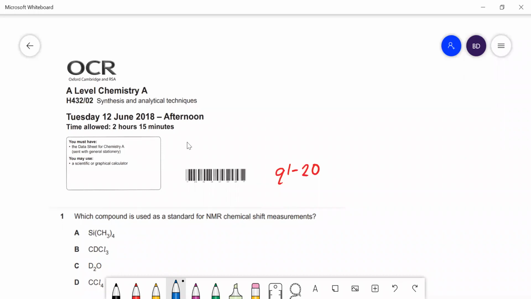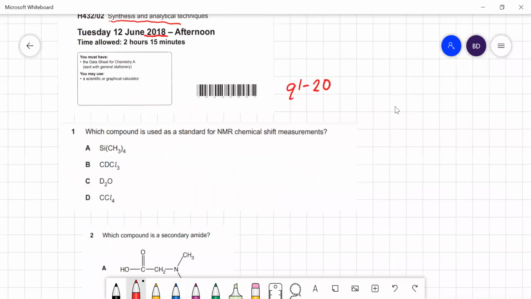In this video, I'm going to go through the OCR Chemistry A-level paper. That's paper 2, June 2018. So that's the synthesis and analytical techniques. They call it paper 2. Okay, right. Well, a straightforward knowledge question.